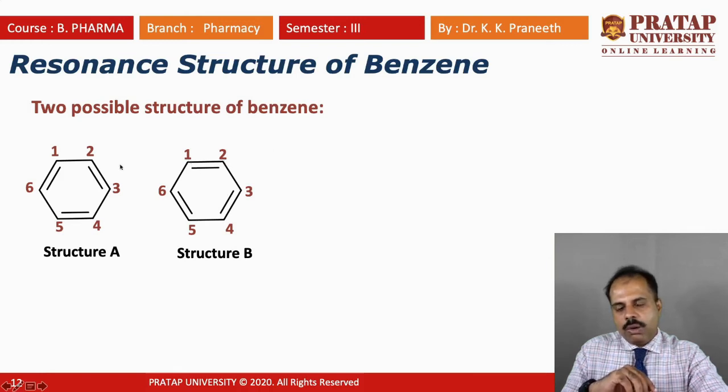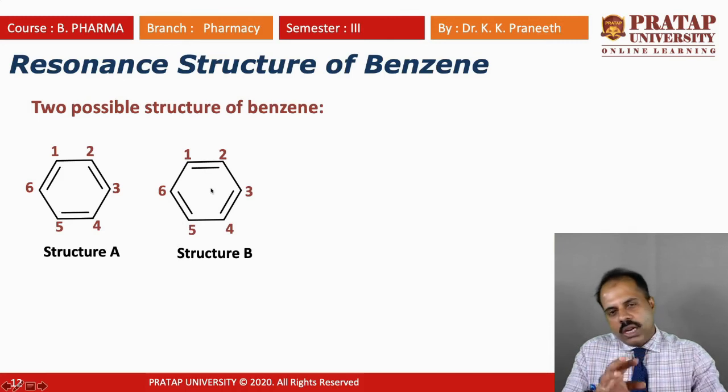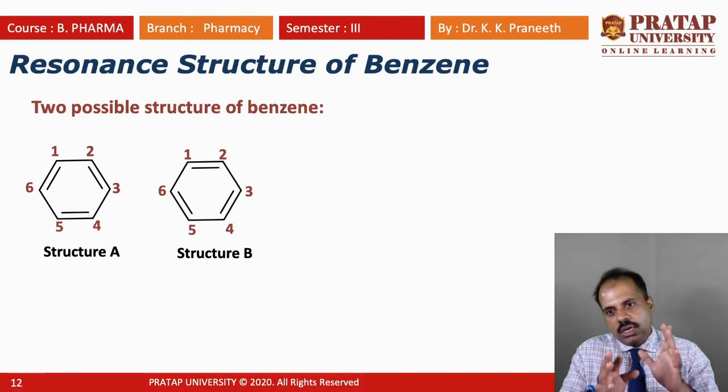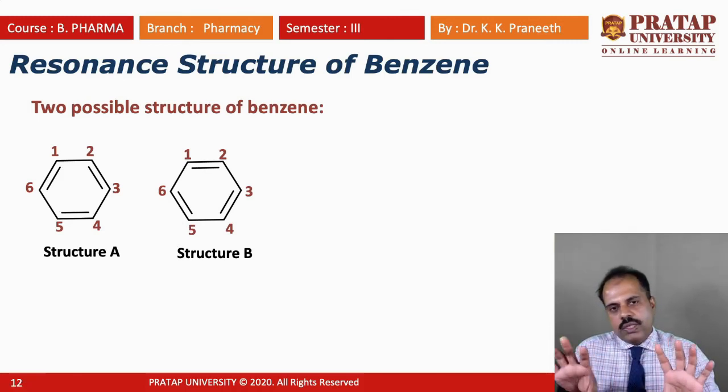Here carbon 1 and 2 are a single bond, but in structure B it is a double bond. This double bond is present between carbon 3 and 4, and in a similar fashion, the third double bond is present between carbon 5 and 6. So these are the two ways you can write the structure of benzene. Both are correct.